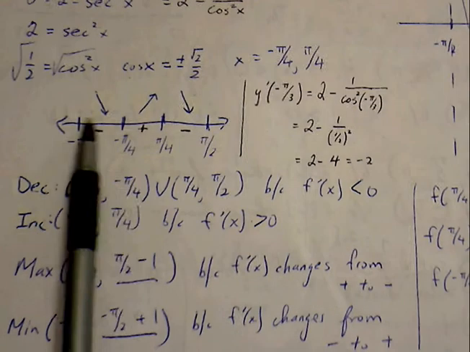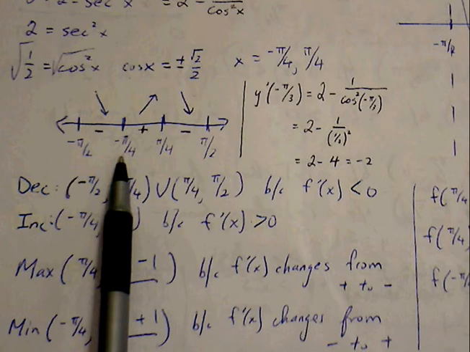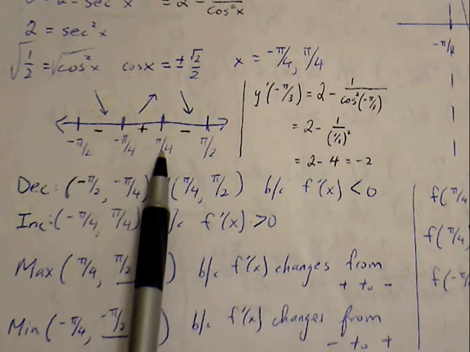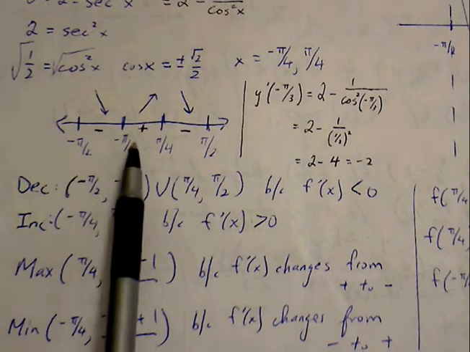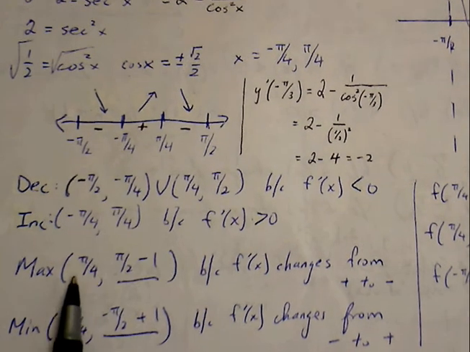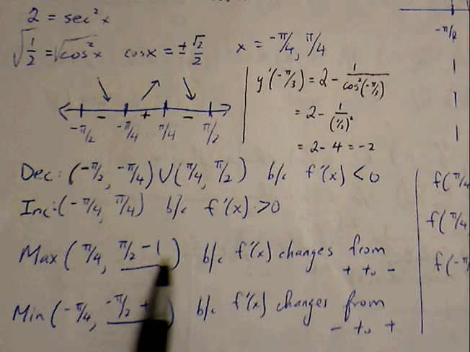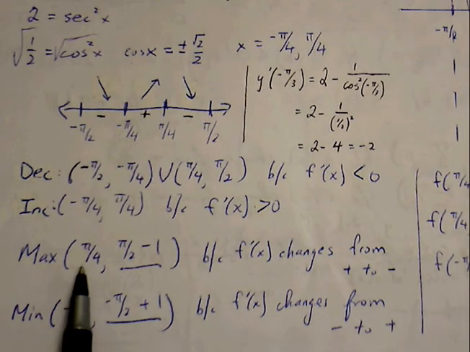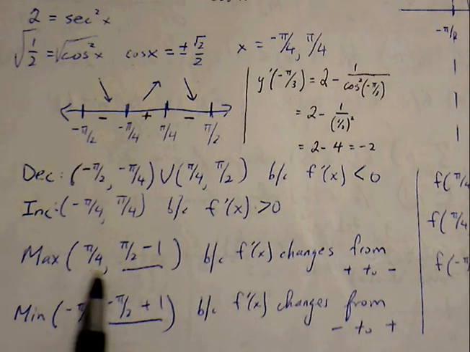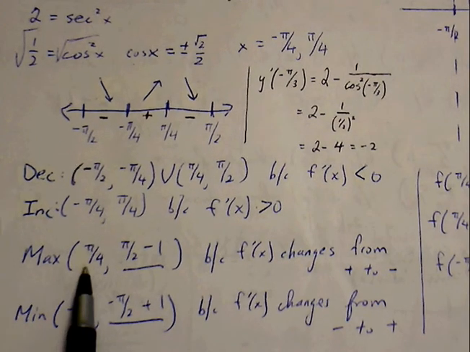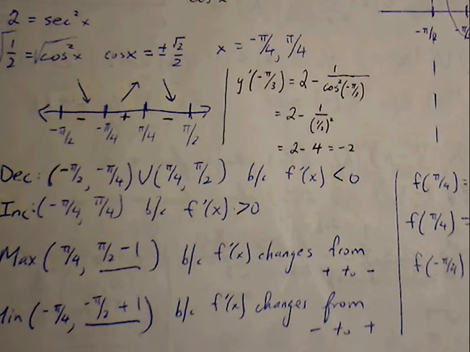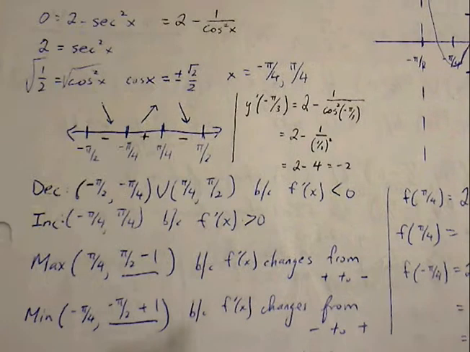Now, based off of the sign line, we can tell that at negative π/4, we can get a relative minimum. At π/4, we get a relative max because of the change in slope. So we can say relative max at π/4 because f prime changes from positive to negative. Now, if I want to find my ordered pair for my relative max, I can plug π/4 back into my original equation. And I have that work over here on the right side.